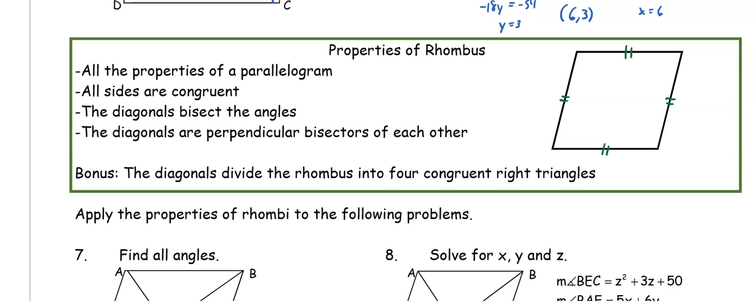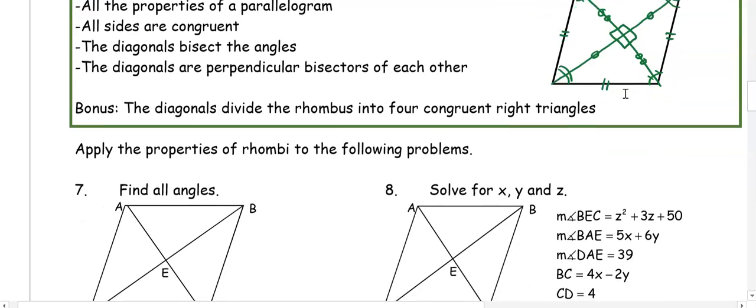We also have that the diagonals bisect the angles they pass through. So these are going to be bisected into 2 congruent parts. So they're going to be opposite and they're going to be bisected. And then we know that the diagonals are perpendicular bisectors of each other. So the diagonals are bisected again. And because they're perpendicular, they're going to create right angles in the center. So let's use that information to answer some questions.